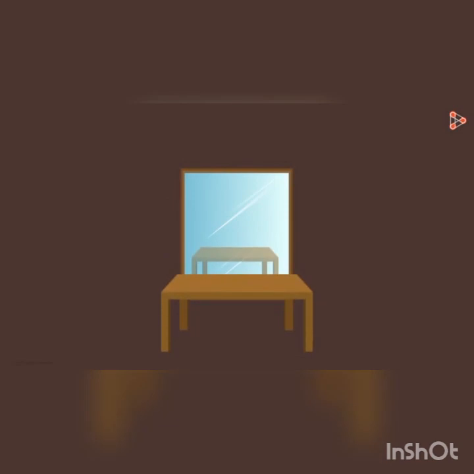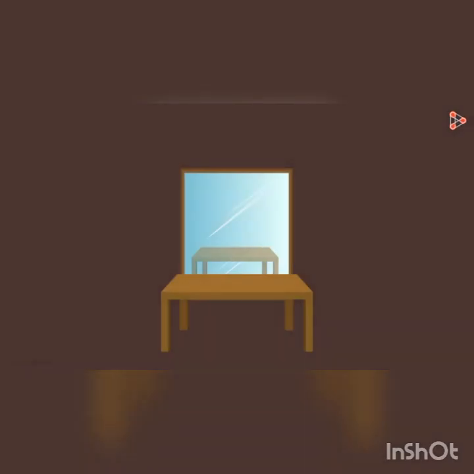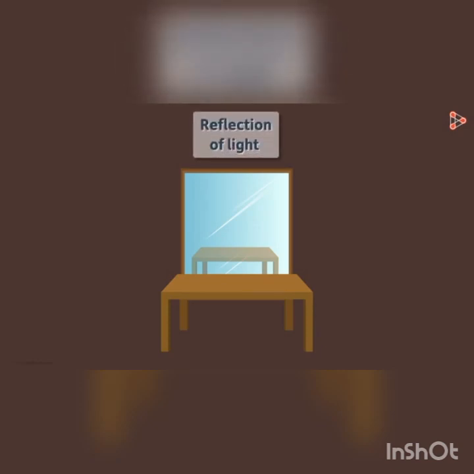When the object is kept in front of the mirror, its image is formed in it. But will we be able to see the image in the dark? No, we won't. So the formation of the image is also due to reflection of light.